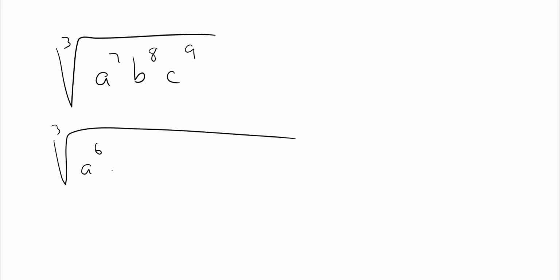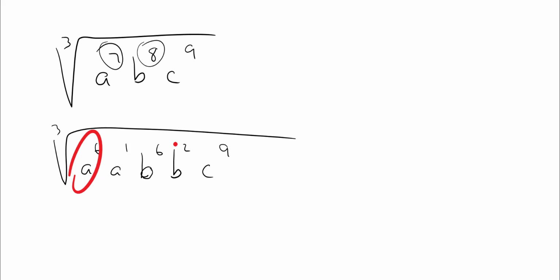a to the 6th, and what's left over? So it's a to the 1, right? Because 6 plus 1 is 7. And 8, 3 doesn't go into 8, so it's b to the 6th times b squared, because 6 plus 2 is 8. And 9 is good, so I'm just going to leave this c to the 9th. That's perfect. All right, so I'm going to worry only about this guy, and this guy, and this guy.